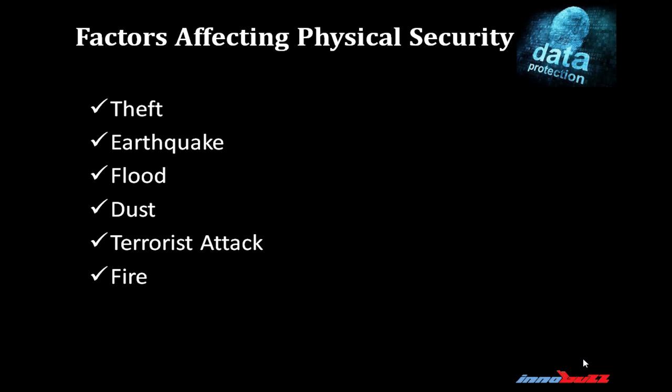What are the factors that affect physical security? The factors that affect physical security are earthquake, flood, dust, terrorist attacks, and fire. We have seen previously that during earthquakes we suffered a huge loss of information due to damage of data centers that did not have sufficient backup. Hence, to overcome these problems, we have to make new plans. Hence, we can save our data from these natural disasters. In the same way, floods and fire are also responsible for the loss of information.